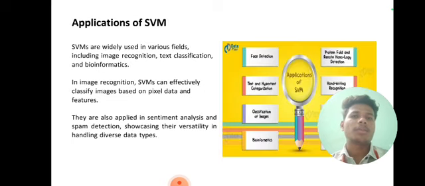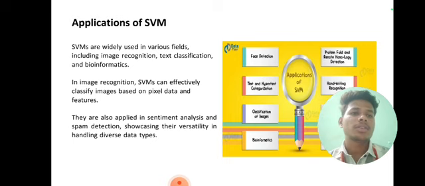The applications of SVM. SVMs are widely used in various fields, including image recognition, text classification, and bioinformatics. In image recognition, SVMs can efficiently classify images based on pixel data and features. They are also applied in sentiment analysis and spam detection, showcasing their versatility in handling diverse data types.